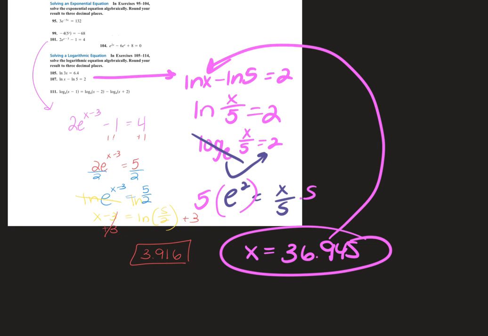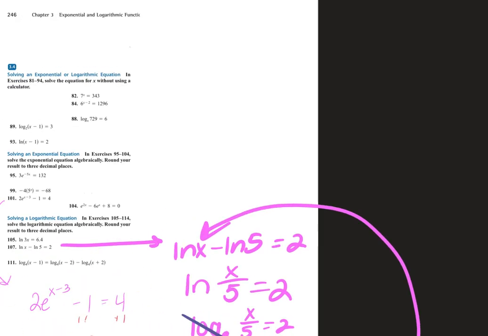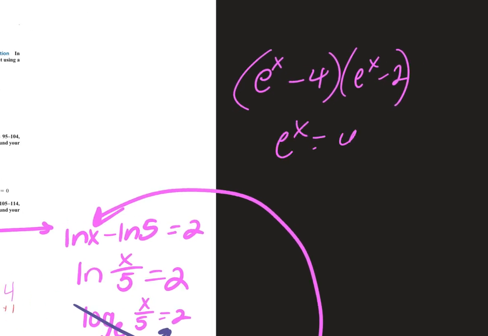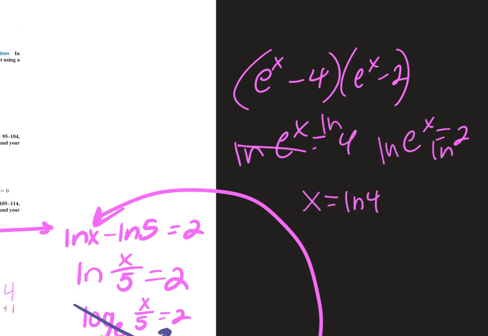The 104 one will have you cancel out a solution if one of your answers was negative when you go to ln. Like when you get e to the x, if we factor it out, you get e to the x minus 4, e to the x minus 2. These are both positive. Then we solve it. e to the x equals 4, e to the x equals 2. And then when you go to ln on both sides, x equals ln of 4, which works, and then x equals ln 2, which is fine.